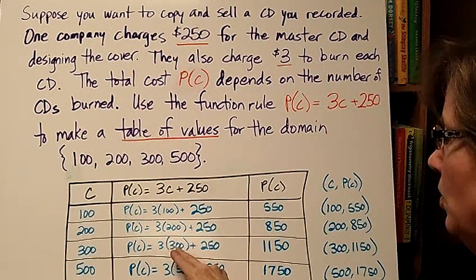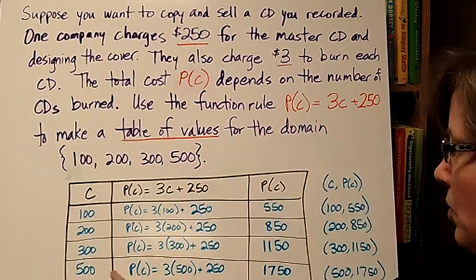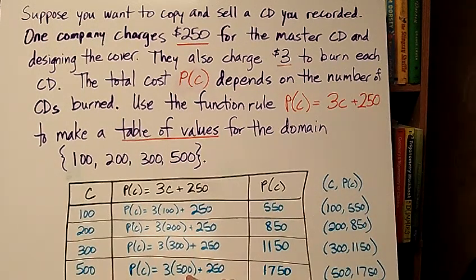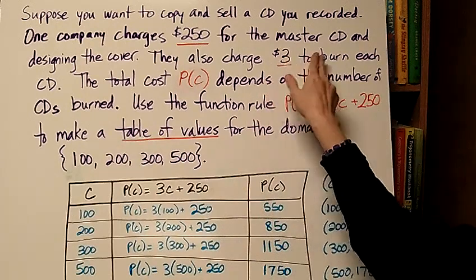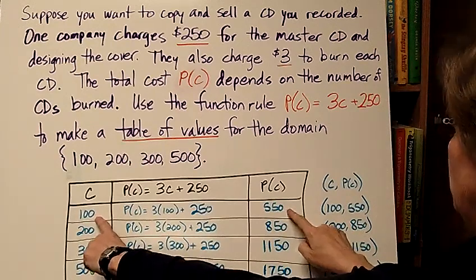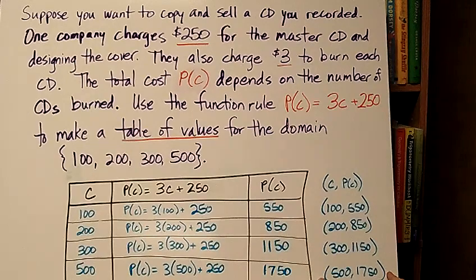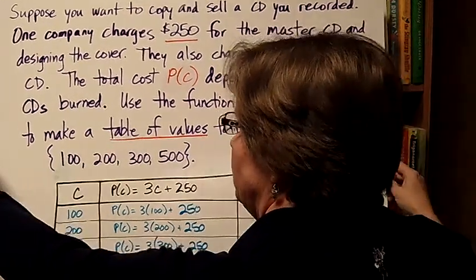You put in the 200, 300, 500, again do the arithmetic, and that gives you these values. So for 500 CDs, you would have $1,500 for the actual additional CDs plus your flat rate of $250. So it goes up to $1,750. Again, I've carried these out to the side, so I've written my ordered pairs, 100, 550, all the way down to these. And on this next chart, we're going to graph these points.